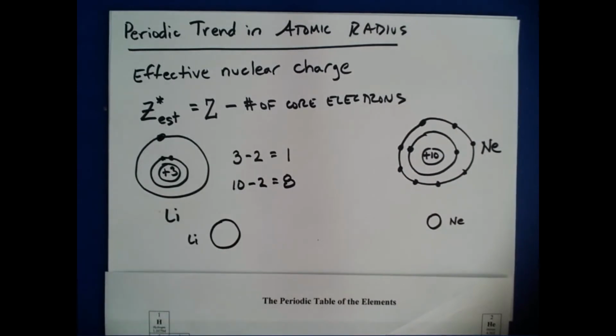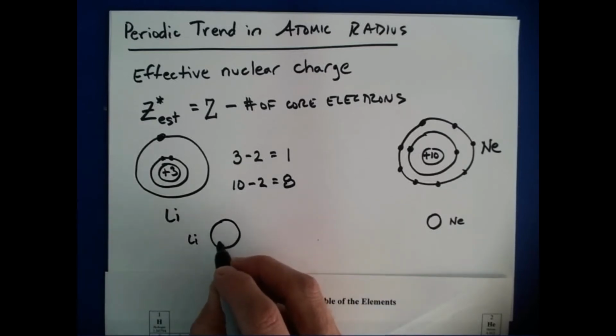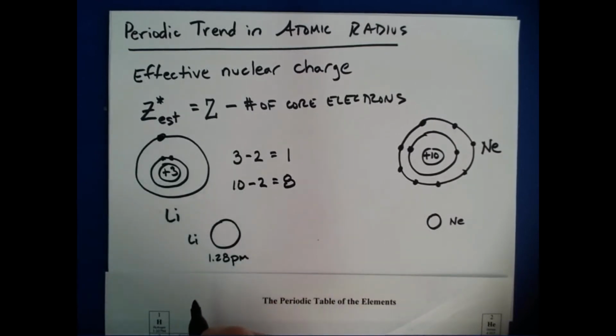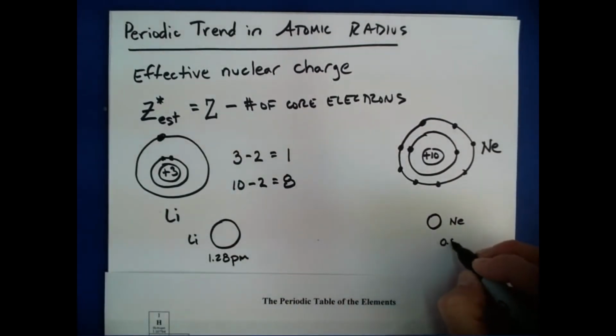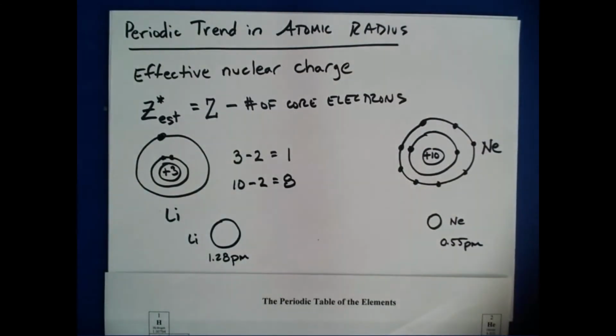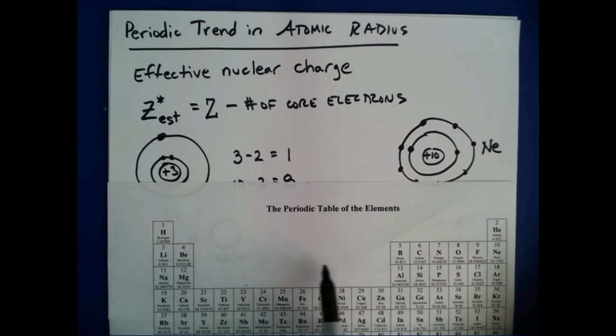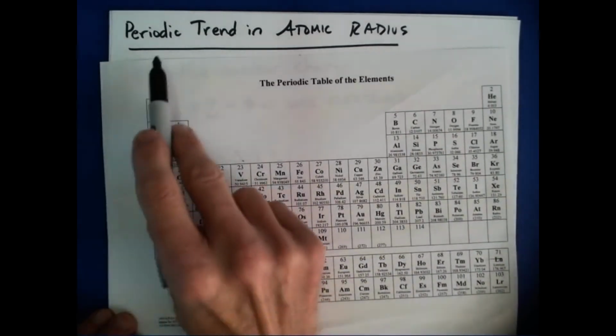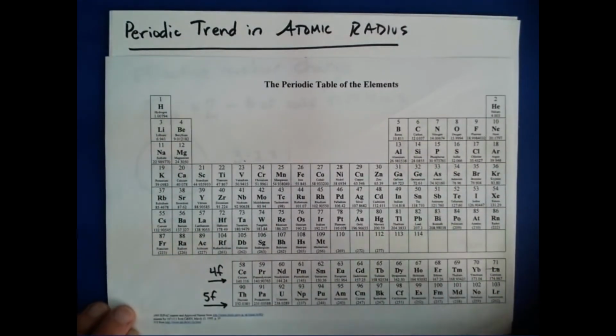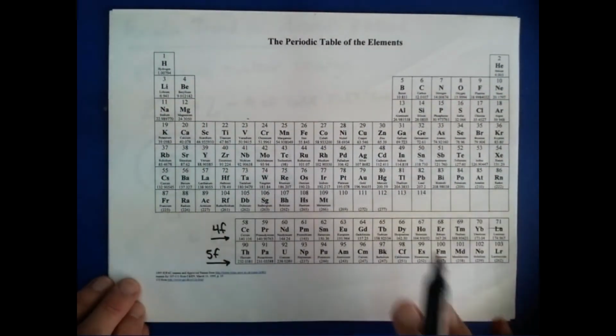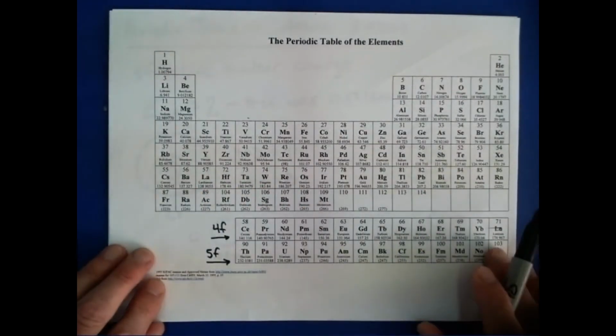Indeed, if we look up the atomic radii for lithium and for neon, we find that the atomic radius of lithium is 1.28 picometers, whereas the atomic radius for neon is 0.55 picometers. And we see this trend go all the way across any period. You tend to see the atomic radius drop as you go across a period. That's the general periodic trend. Fluctuations occur, but we just want you to know the overall pattern.